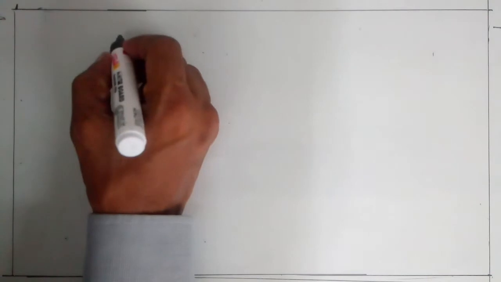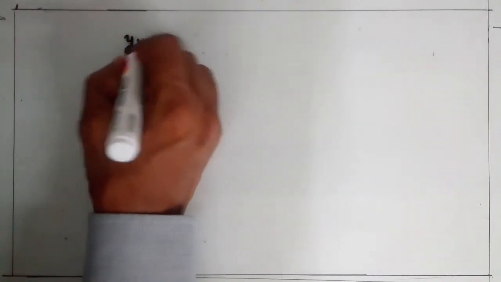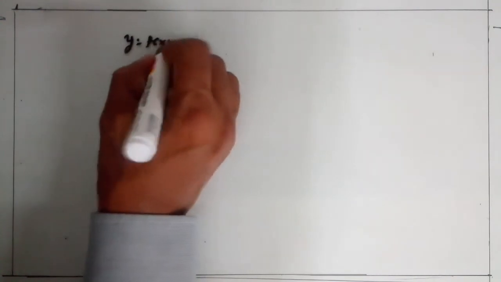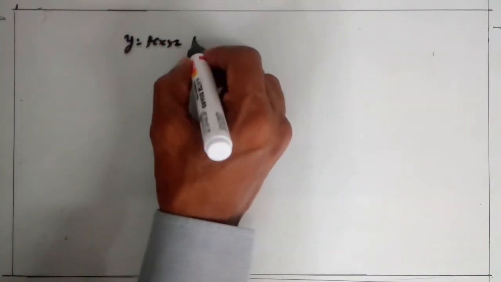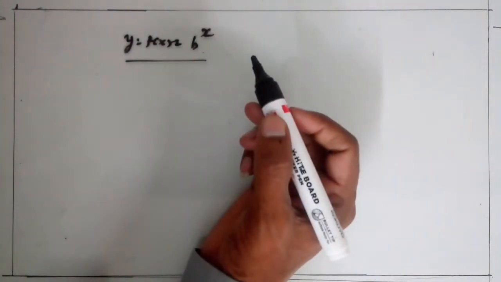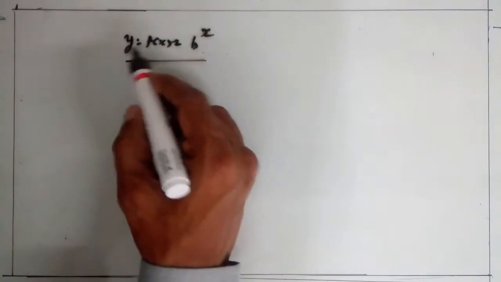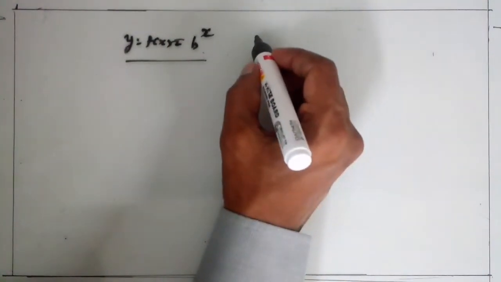Friends, in this lecture we discuss the exponential function. Remember this: a function y = f(x) = b^x is called an exponential function. That is, y = b^x is an exponential function.